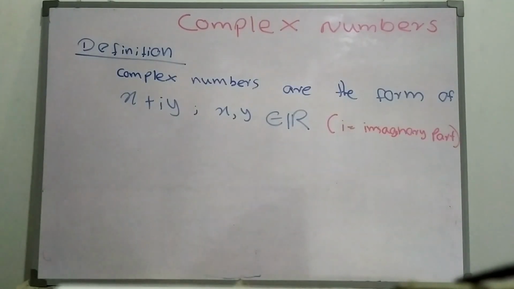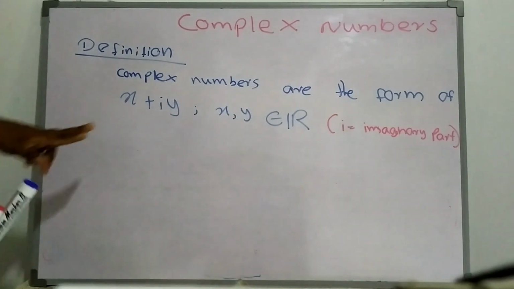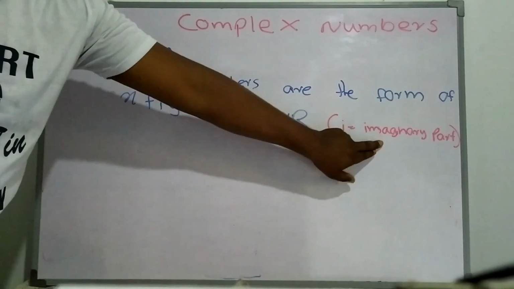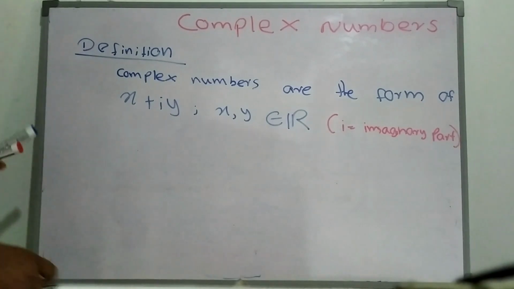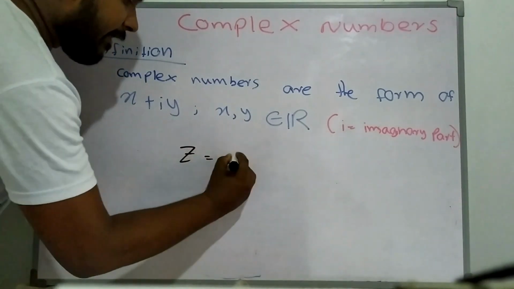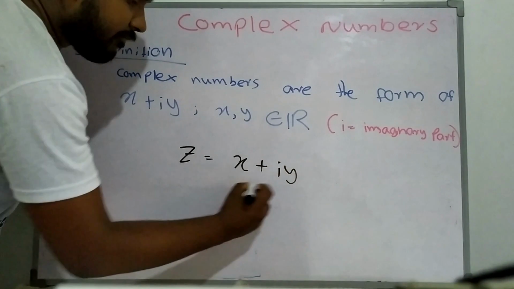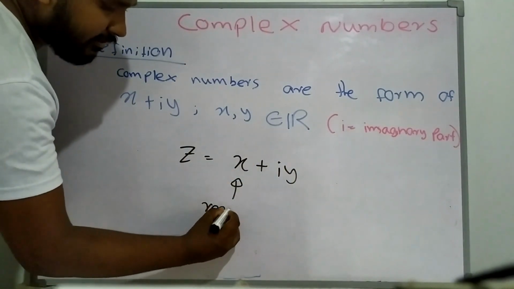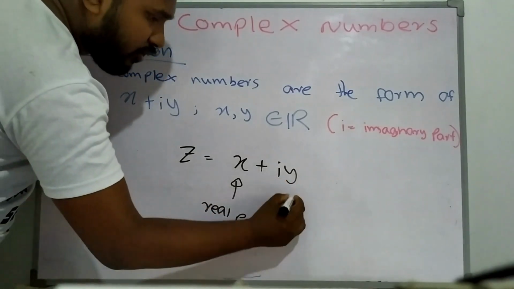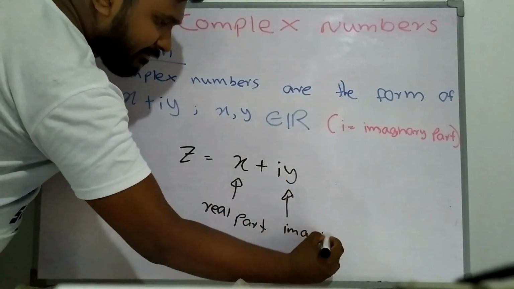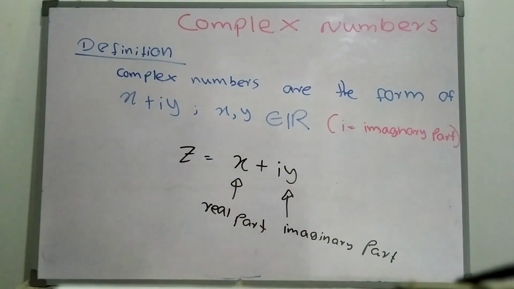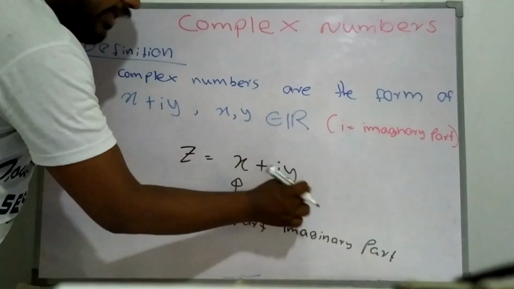Okay, let's look at the definition of the complex number. The definition of the complex number is x plus iy. Here x and y are real numbers, but i is the imaginary unit. Actually, in a complex number x plus iy, we have 2 parts. This part is known as the real part. This part is known as the imaginary part. Actually i is the representative of the imaginary. i into y is the imaginary part.